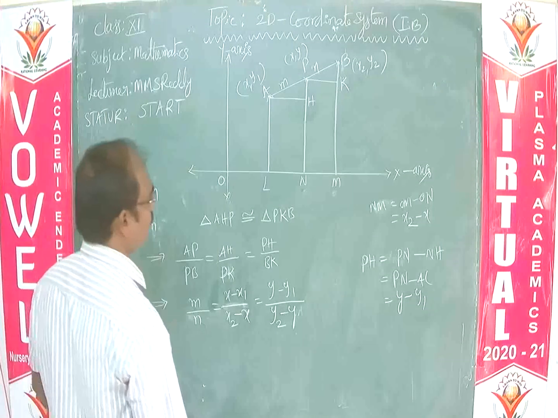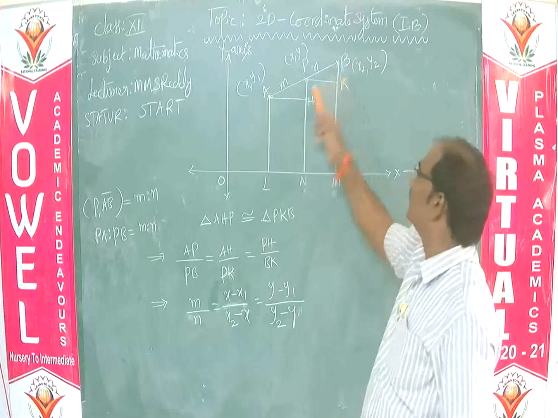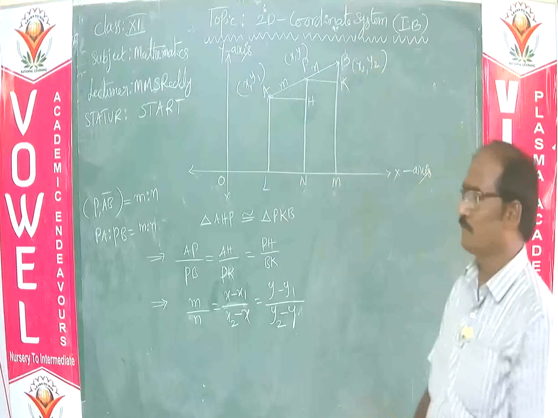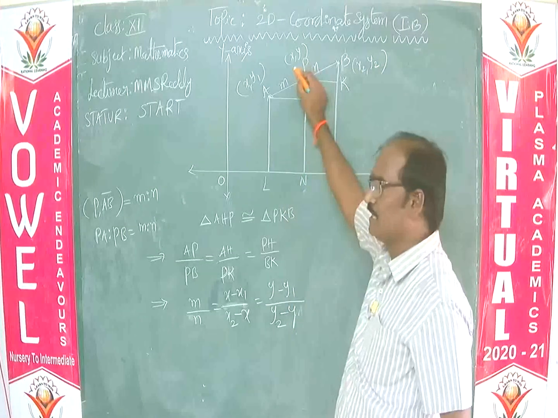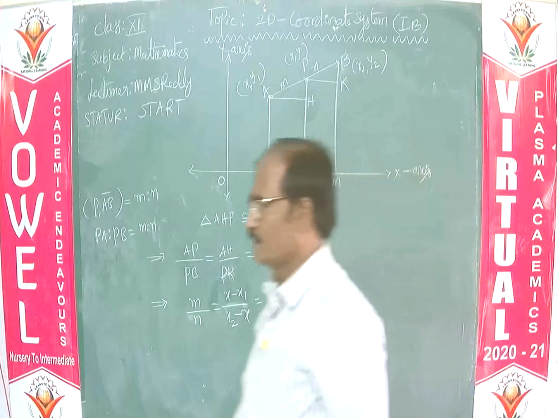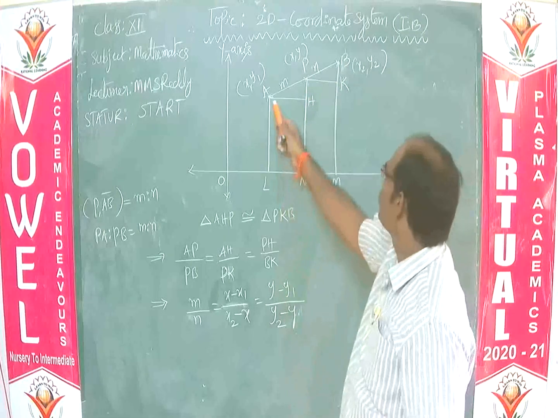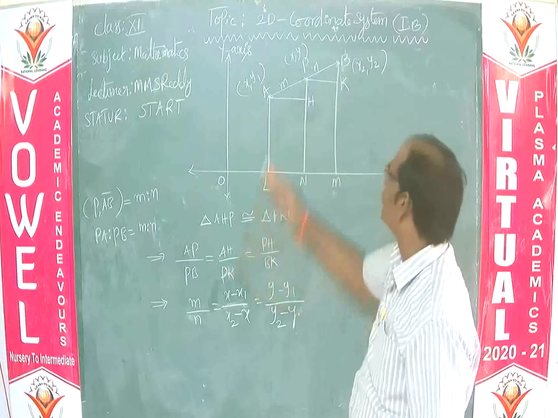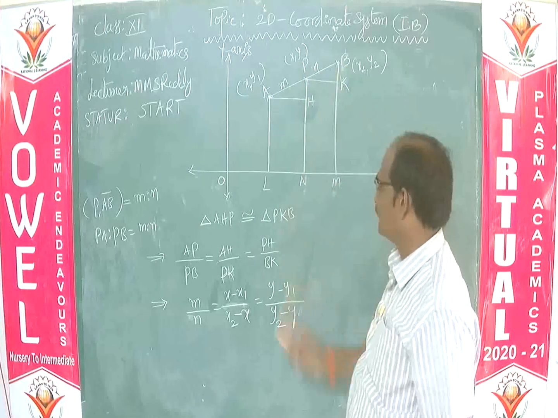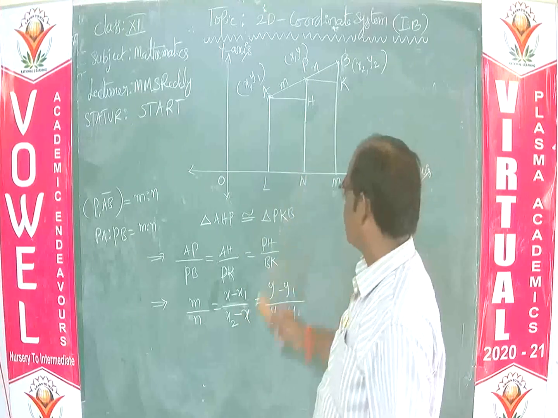Once again, let A, B be the two points with coordinates (x1, y1), (x2, y2). Let the point P with coordinates (x, y) divide the line segment joining AB in the ratio m is to n. AHP is similar to PKB. So that AP by PB is equal to AH by PK is equal to PH by BK, which is equal to m by n. AH is x2 minus x1, PK is x2 minus x.